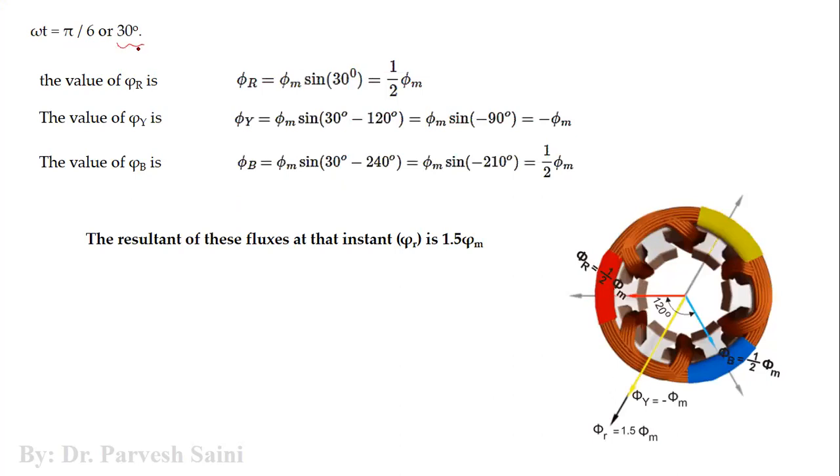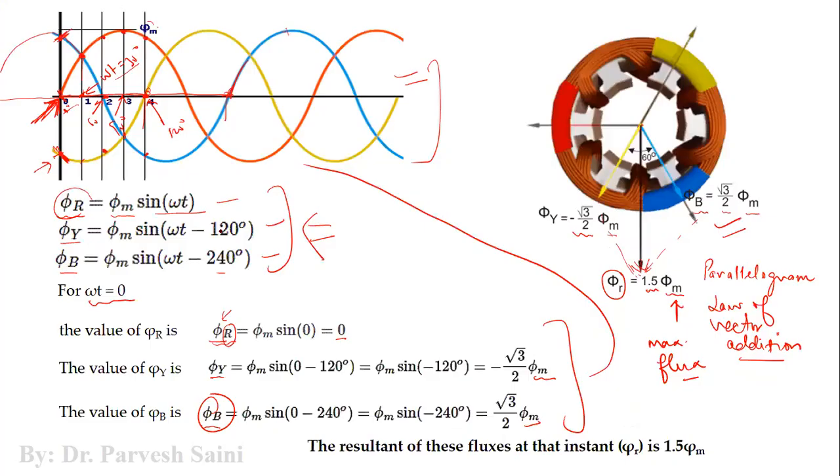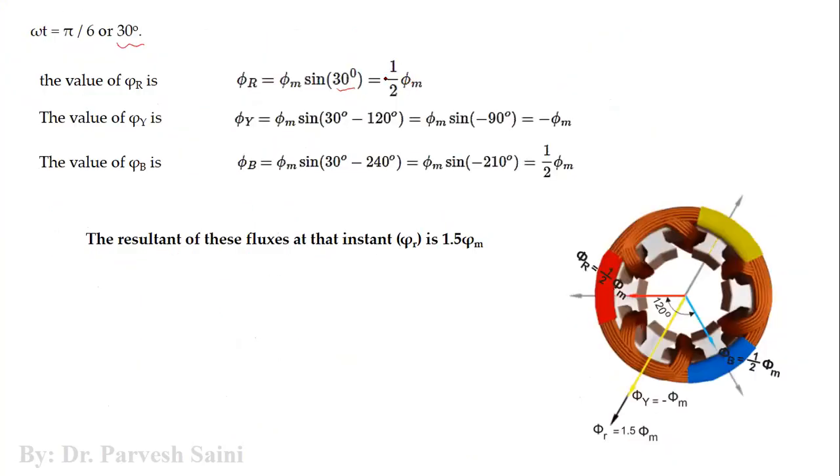So if we put omega t equal to 30 degree in the standard equations which are given here, we will get that phi r, which is the flux of red phase, is 1 by 2 of the maximum flux phi m. Similarly, phi y, which is the flux of yellow phase, is given by minus phi m. And then phi b, which is the flux of blue phase, is given by phi m sine minus 210 degree, which is 1 by 2 phi m.